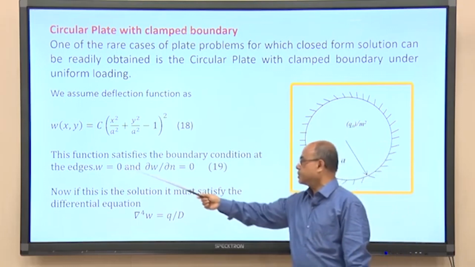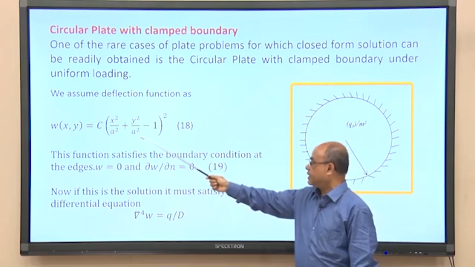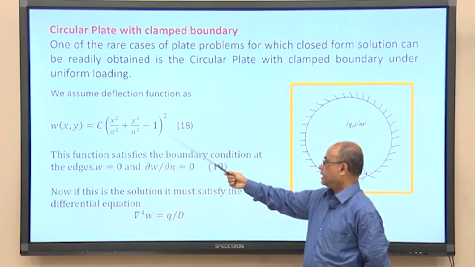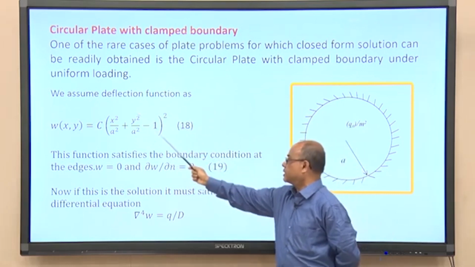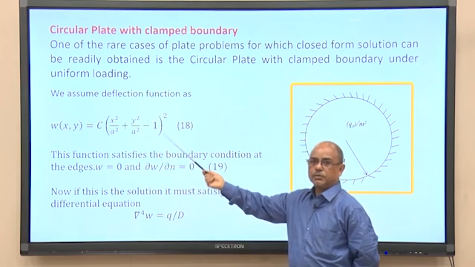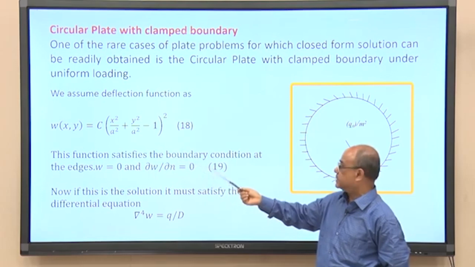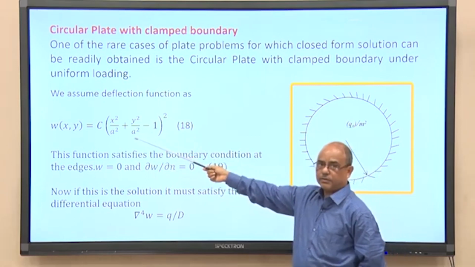So, these two conditions have to be satisfied at the edges, and taking this function you can see that at the boundary x square plus y square is equal to a square. So, this quantity becomes 1. So, 1 minus 1 is 0. So, deflection is satisfied.